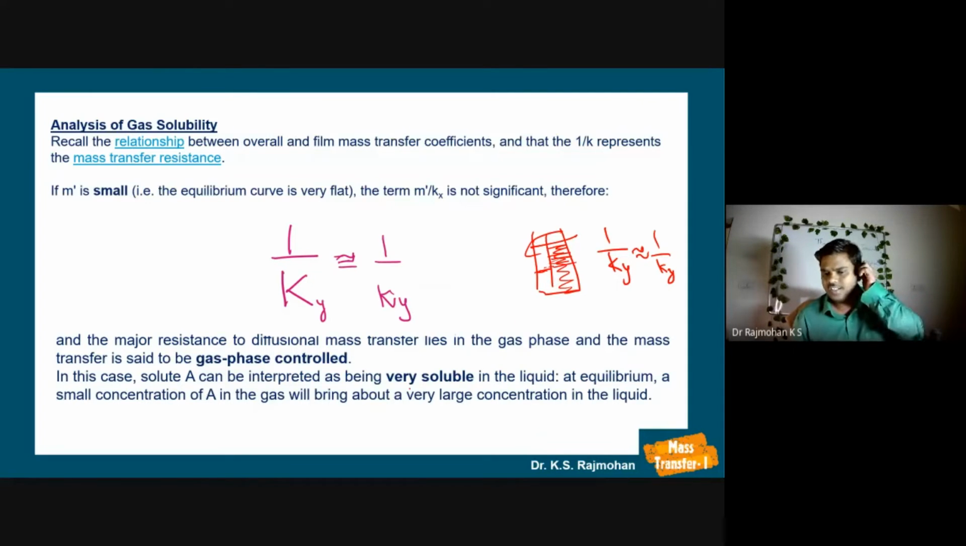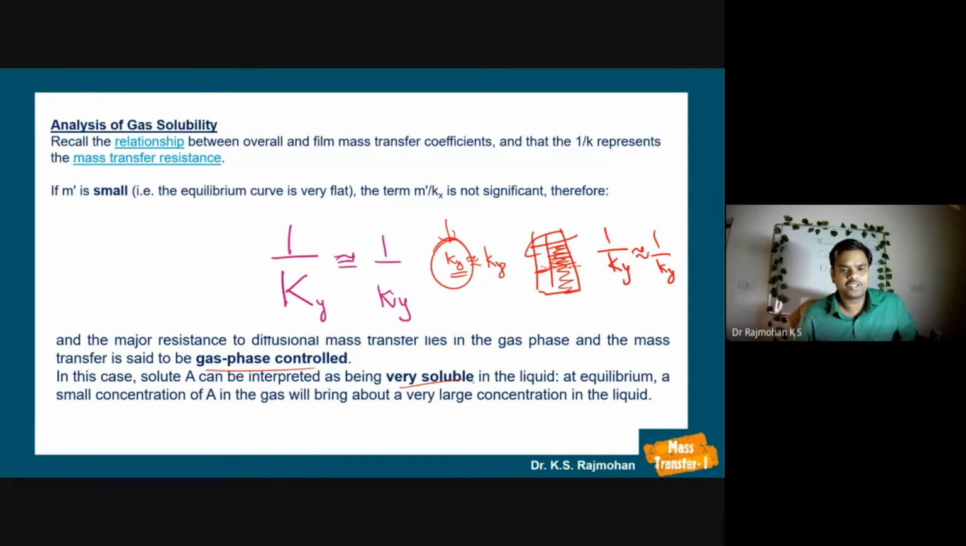So for such a highly soluble system, when the solute is readily soluble in the solvent, the resistance to liquid film is negligible, whereas gas film resistance is present. So the overall mass transfer is controlled by the resistance in the gas phase. So 1 by capital Ky is equivalent to 1 by small ky, which means that small ky is almost equivalent to capital Ky. The resistance is mainly in the gas phase, so it is called gas phase controlled mass transfer.